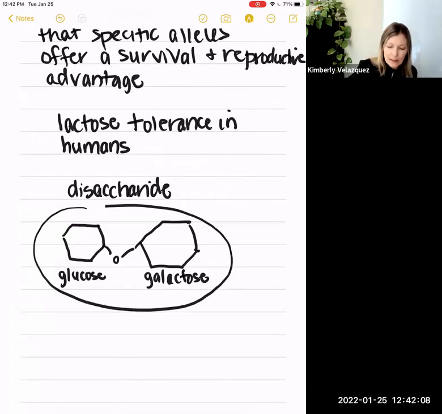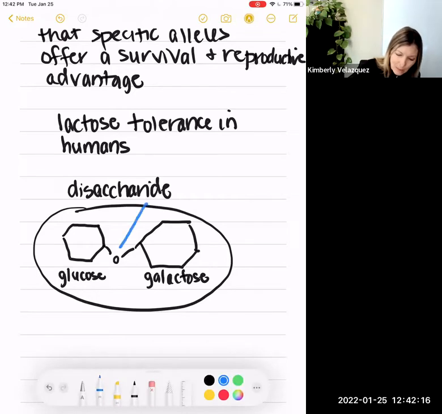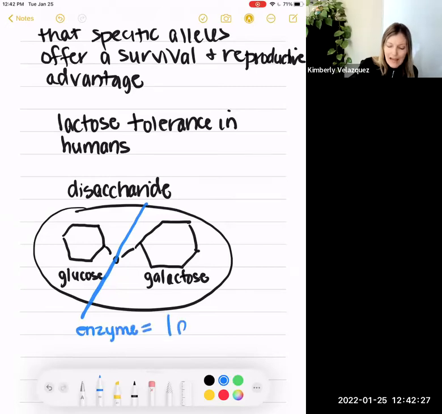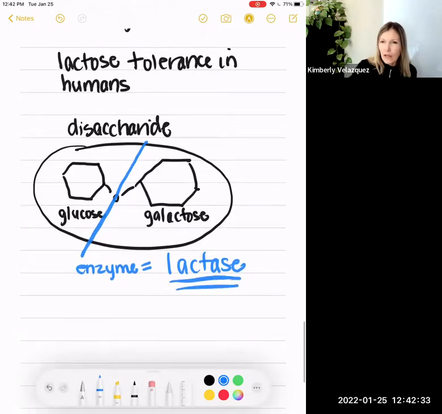This is too big to get into your cells. The only way it can get into your cells is if you have an enzyme that can break this bond through hydrolysis. You're going to learn about that this semester. That enzyme that can break that bond is lactase. If you still make enough lactase enzyme as an adult to be able to break that into simple sugar, into glucose and galactose, into monosaccharides, and get that into your cells, then you have a gene mutation.